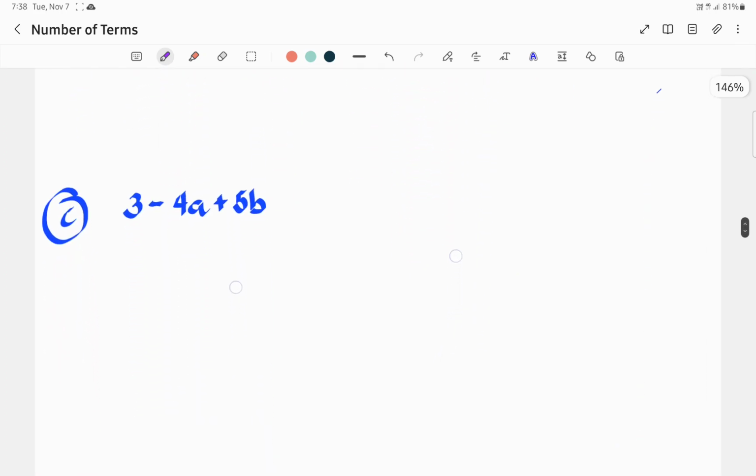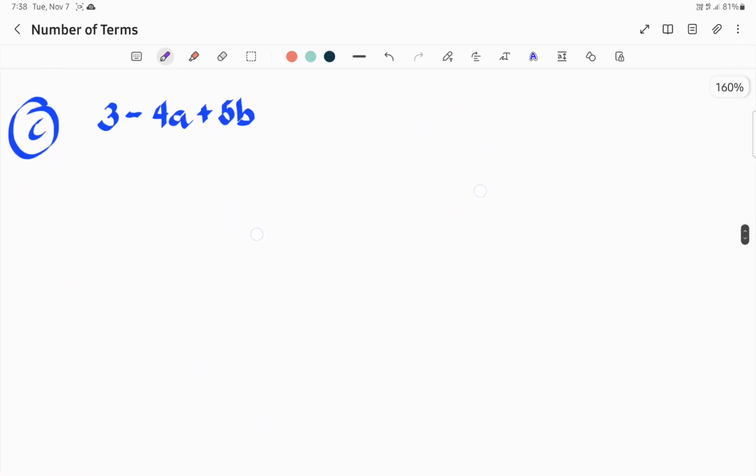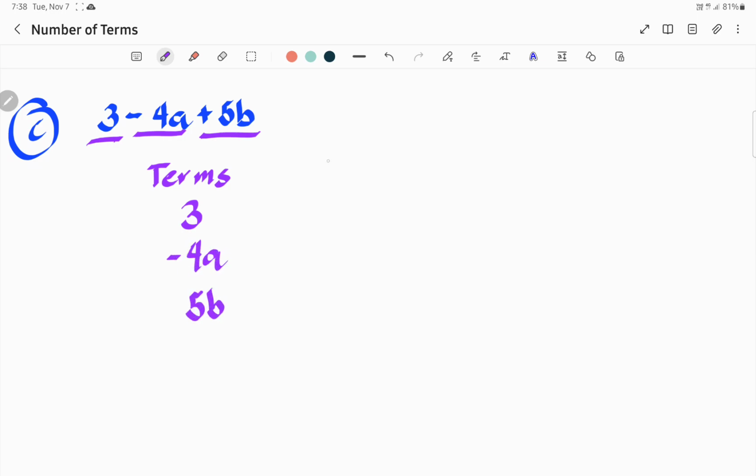Then let's have another expression here. Let's count that. I'm just listing it so that people can know what the terms are. Here are the terms: 1, 2, 3. The first term is 3, the second term is 4a, and the last term is 5b. So when we talk about the number of terms, the number is 3. As you can see, 1, 2, 3.